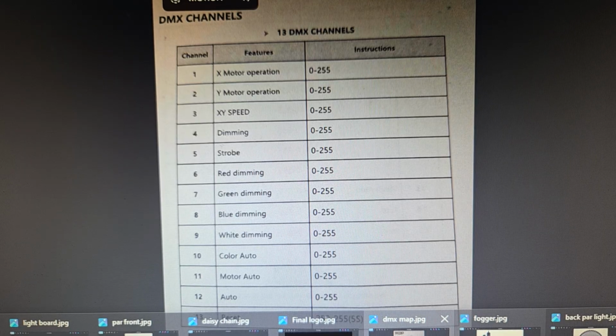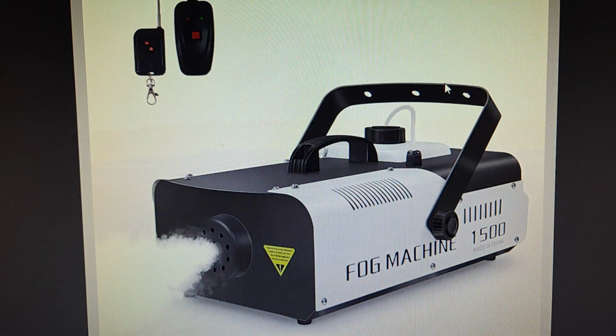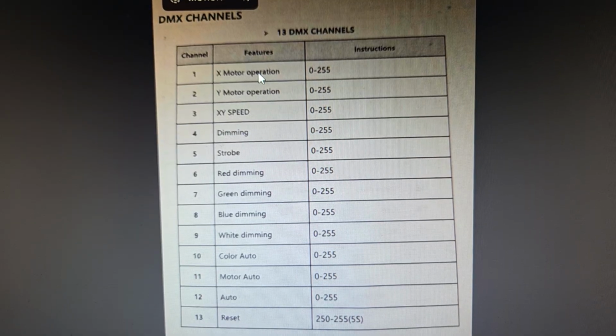Your manual here, nope, that's not a manual. How did that happen? Okay, that's a manual. This manual here is for moving light.